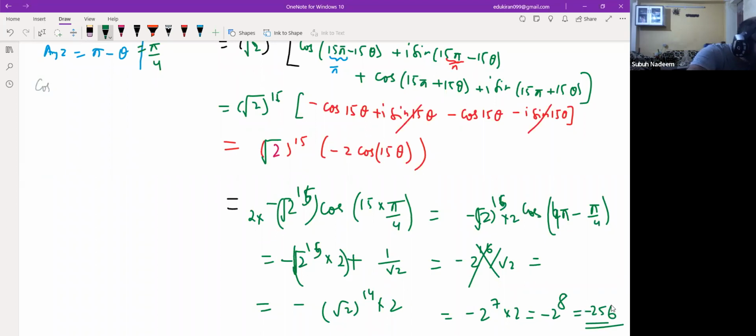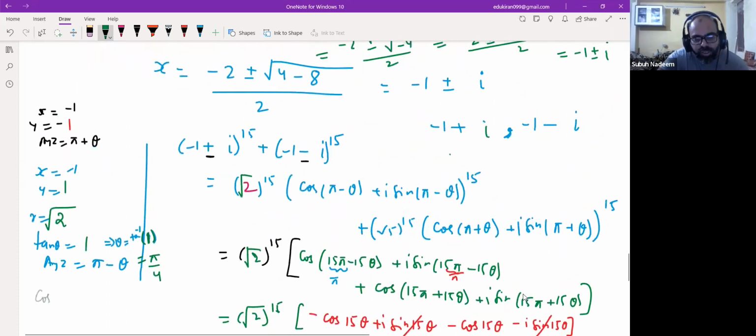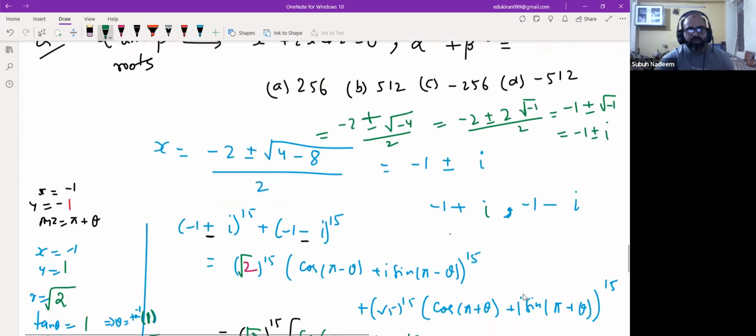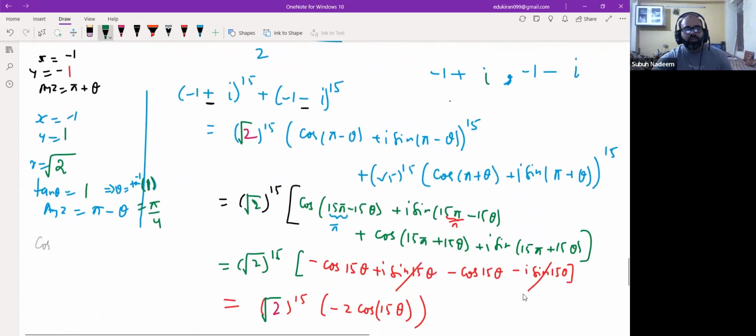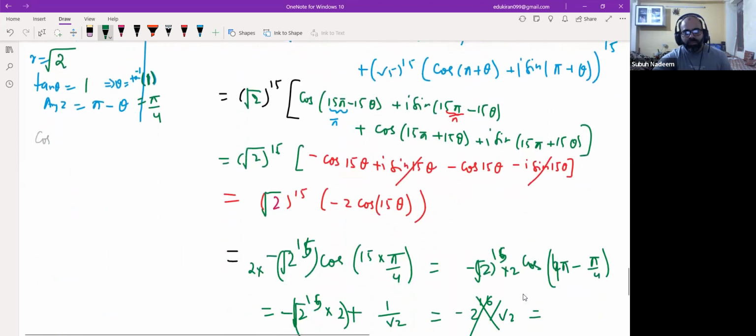So the correct option should be C. So let us check with C. Yeah, it is minus 256. So one small careless mistake we did, and because of that, many mistakes happened.